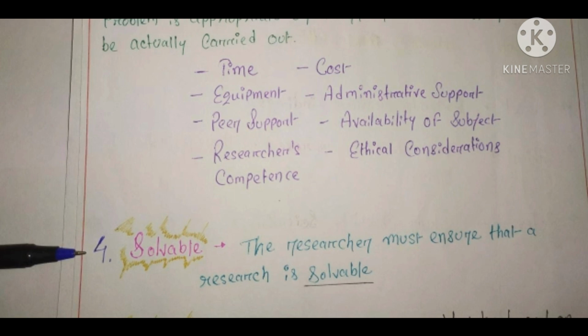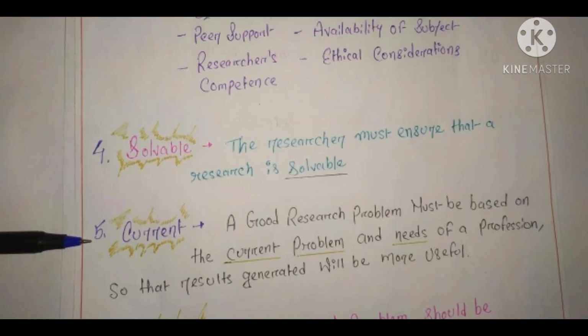The next one is, sorry, current. A good research problem must be based on the current problems and needs of a profession so that the research generated will be more useful. Okay, so try to find current problems. It will be more helpful, and it will be more useful and interesting.